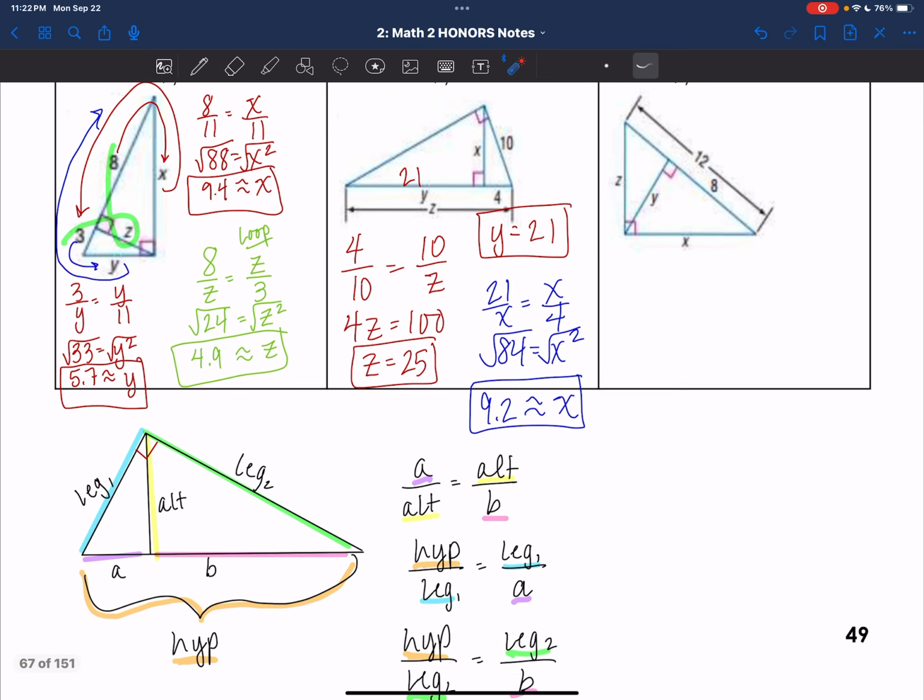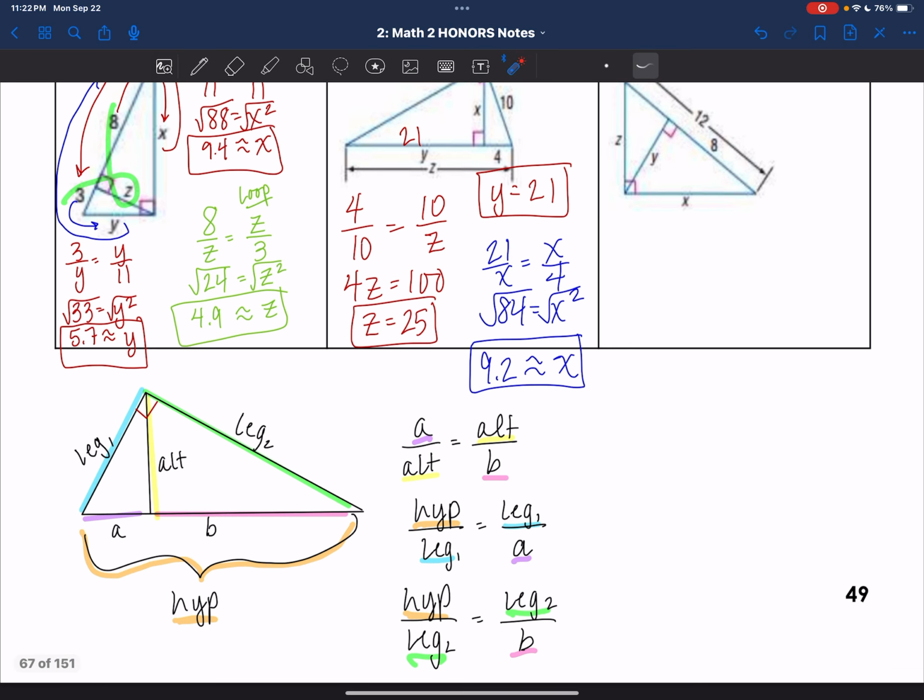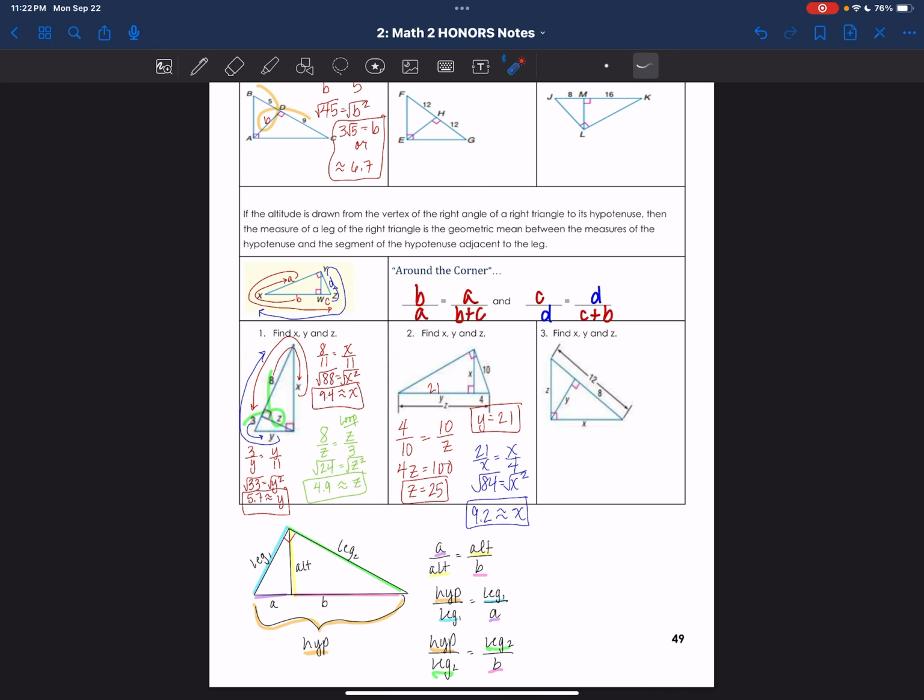If this is crazy, you can look down here, and it might be a slightly different way for you to understand that you're taking your small triangle over your altitude, and then your altitude over the medium triangle. So this is how you find your geometric mean, if you need to do that. And then you can take your hypotenuse over a leg, and that leg is going to go over that. So it's a bunch of different ways to solve it. You pick which way works for you.